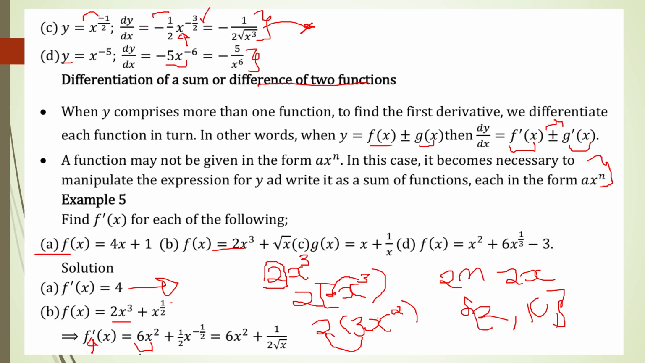Now we also differentiate x power half independently. To do that, we drop the half and then reduce the power of x by 1. And that's how you get a half x power negative half. So simplifying that is going to give you 6x squared, then plus 1 over 2 root of x. And that was the solution that was required for part B. Now let's look at part C, how we can differentiate polynomial functions.